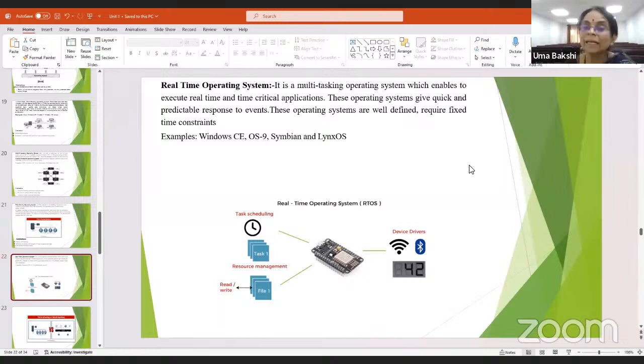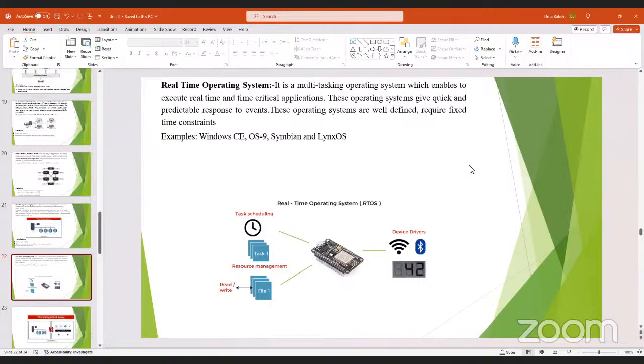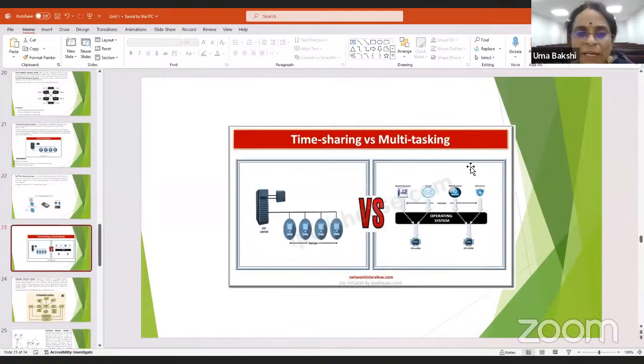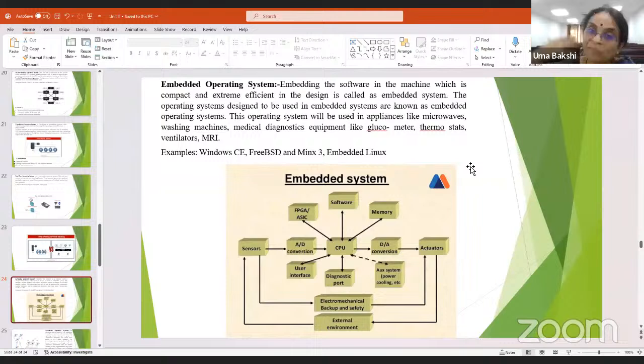Then we have real-time operating systems, real-time multitasking operating systems, which enable executing real-time and time-critical applications. For example, a time-critical application is like booking an aeroplane ticket. Let us think that I'm going to America. So I'm booking a ticket. Then in real time, I'm operating it and getting the information, and my information is processed. I'll get my tickets, all things are done. That is called multitasking operating systems, and it is taking place in real time. Then we have time sharing versus multitasking. Okay. Next, embedded operating systems. I just told you embedded means more than one will be there with one system.